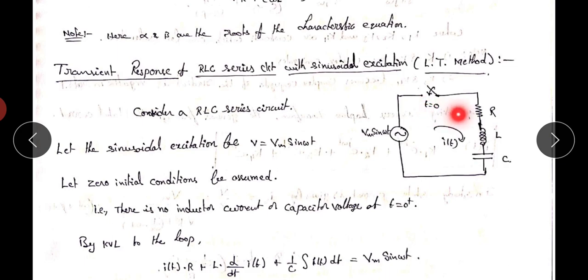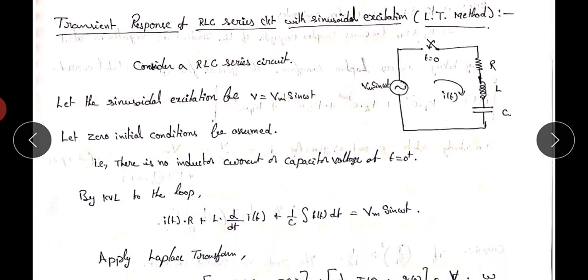Here the switch is closed at t equals 0. The downward arrow direction indicates the switch is closed at t equals 0. So now we have to find the i of t expression from t equals 0 plus to infinity. The circuit's total time is t equals minus infinity to plus infinity. Here the switch operates at t equals 0.